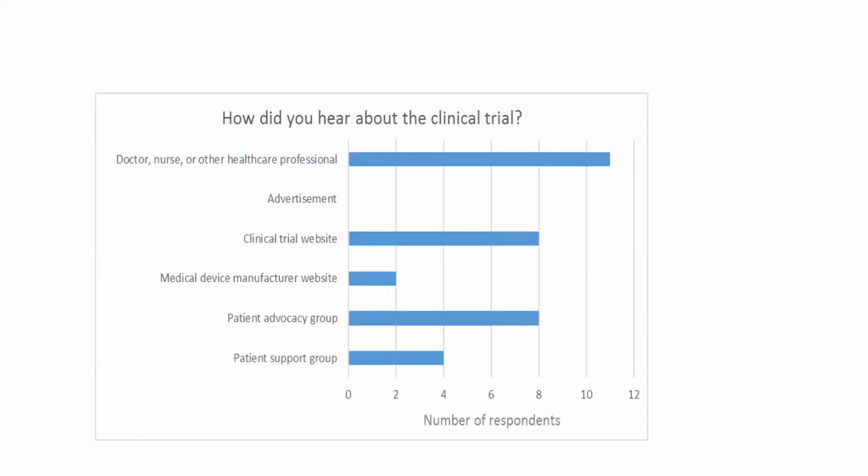So to begin with, how did patients hear about clinical trials? For the most part, it was from a doctor or healthcare professional, probably an investigator in the study, and in some cases through a clinical trial website. I think the more proactive patients who know to look on clinicaltrials.gov or something like that can find them, but for the most part, I think they need to be approached.